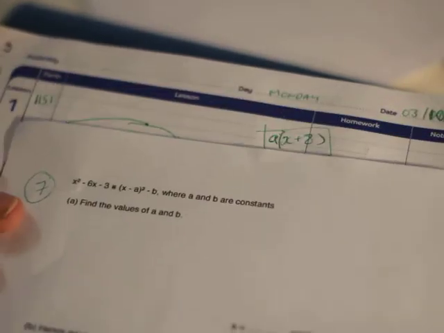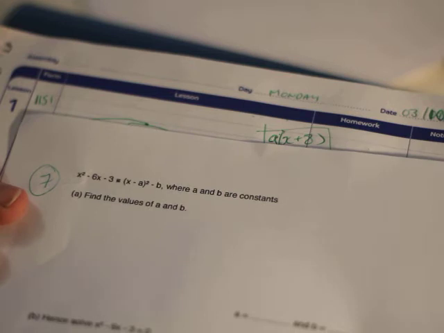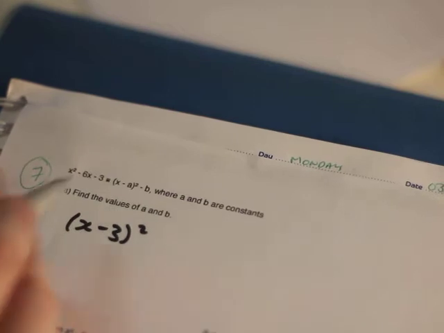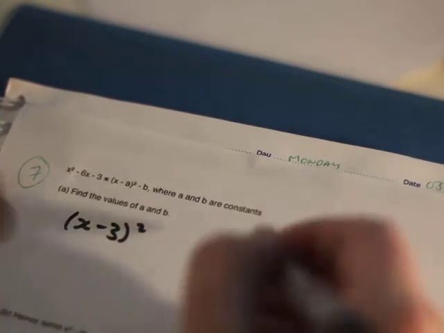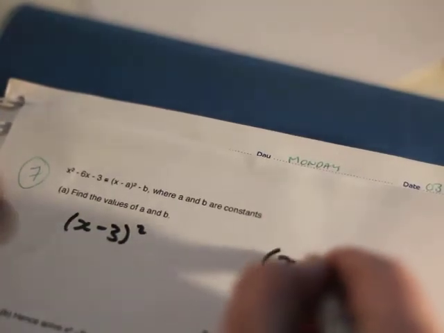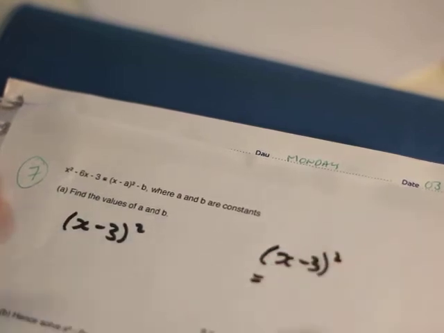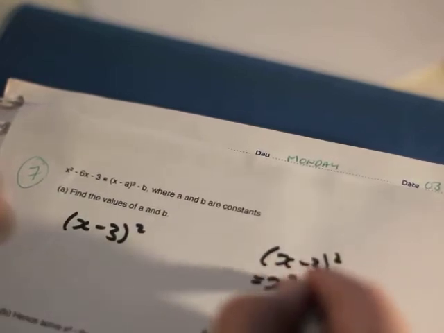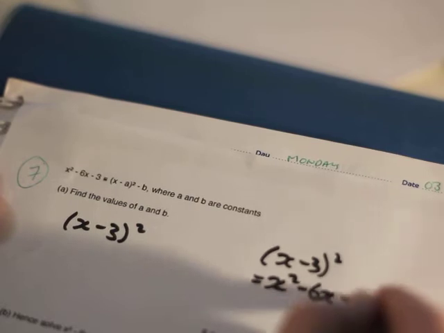Number 7, similar thing, x squared take away 6x, take away 3. Find the values of A and B. So it's x minus 3 all squared. So that's just half of this middle term. Right, x minus 3 all squared is x squared minus 6x plus 9.